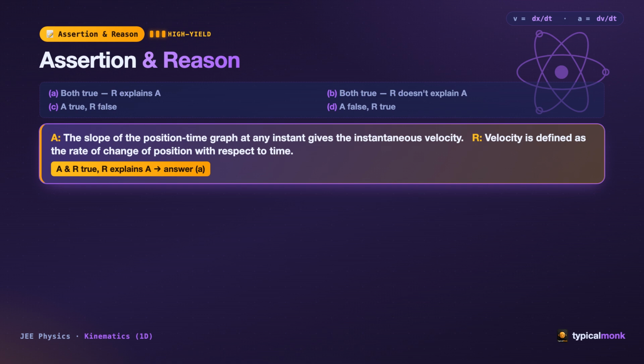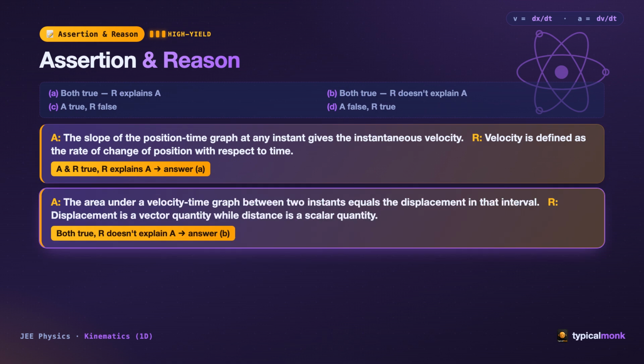First one, assertion. The slope of the position-time graph at any instant gives the instantaneous velocity. Reason. Velocity is defined as the rate of change of position with respect to time. Is the assertion true? Yes. Is the reason true? Yes. And does the reason explain the assertion perfectly? It does. That is the definition itself. Both true. Reason explains. Option A.